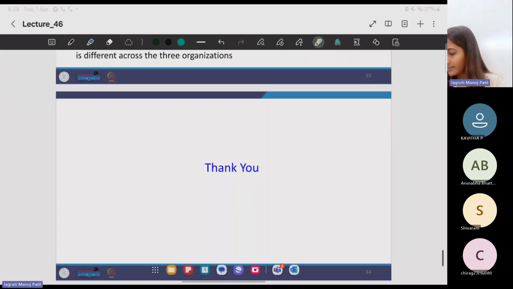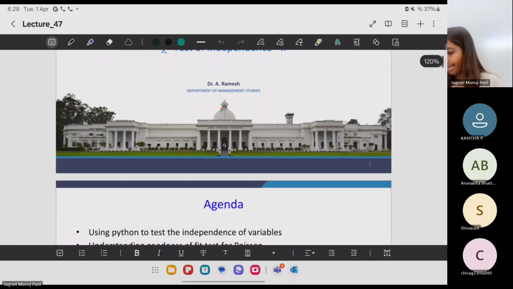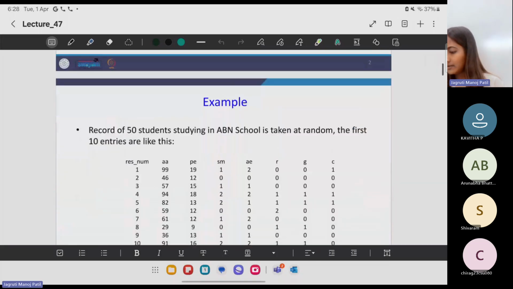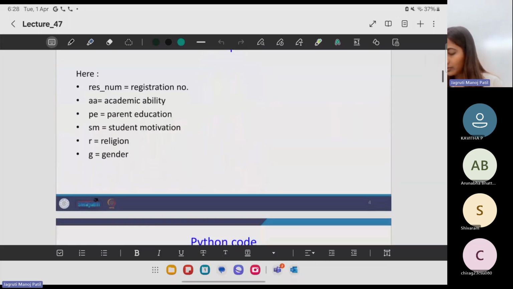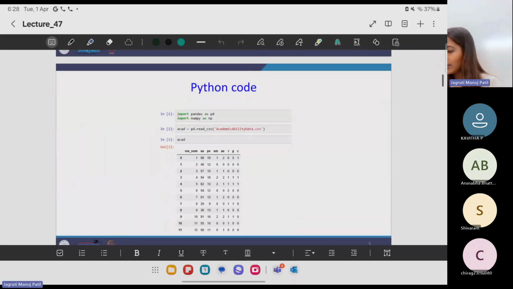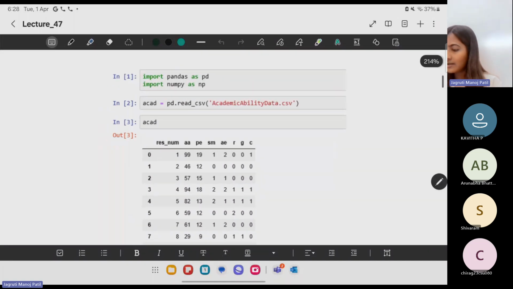I guess here they don't have it, probably in the next ones they might. Let's see. Yeah, there's Python here. So there are two codes, there's an example. Here they have read a CSV file.